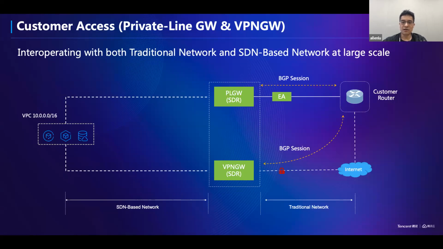By deploying SDR, we can easily interoperate with both the traditional customer networks and SDN-based VPC networks. Moreover, SDR can support up to 10K tenants per tenant rate limiting and the statistics for billing. All these capabilities can scale up as needed.